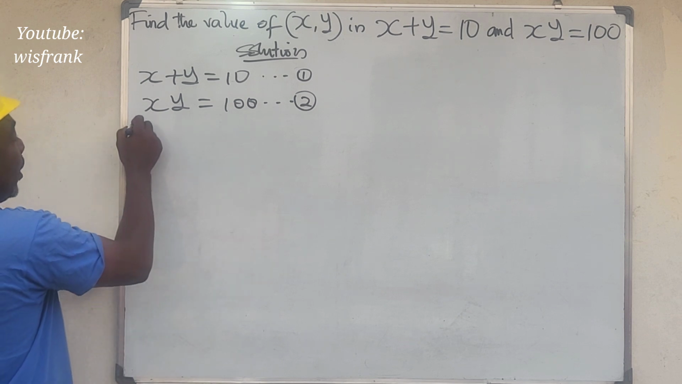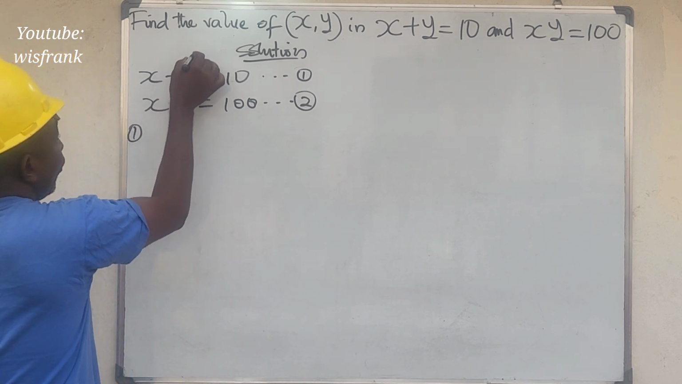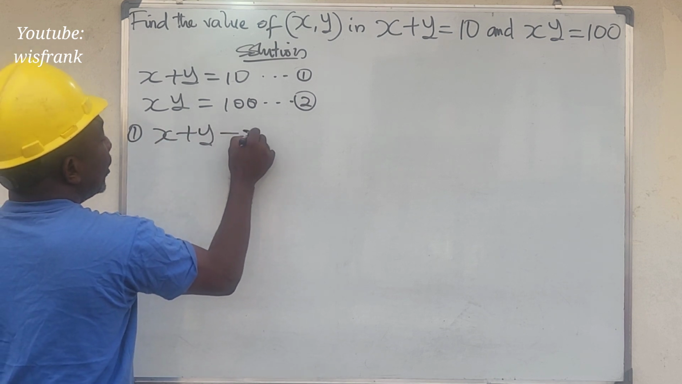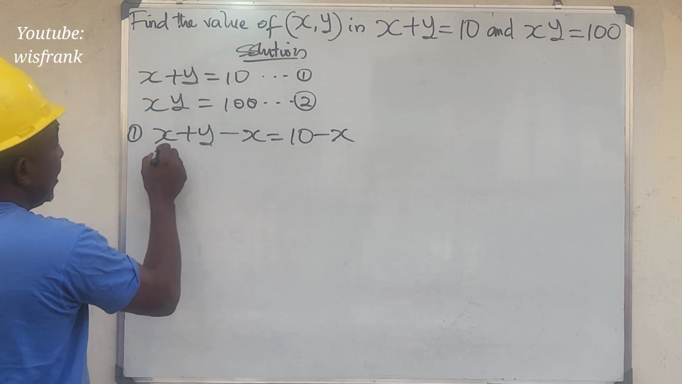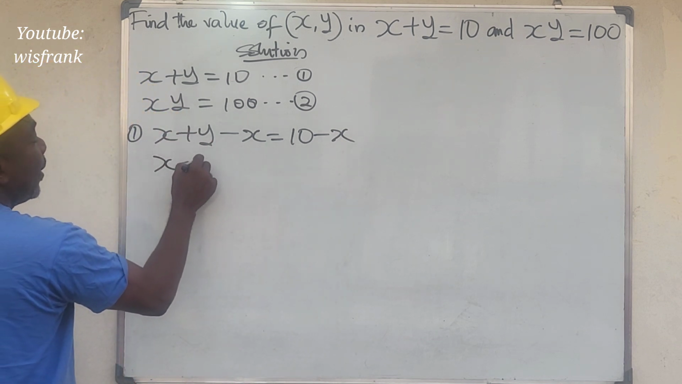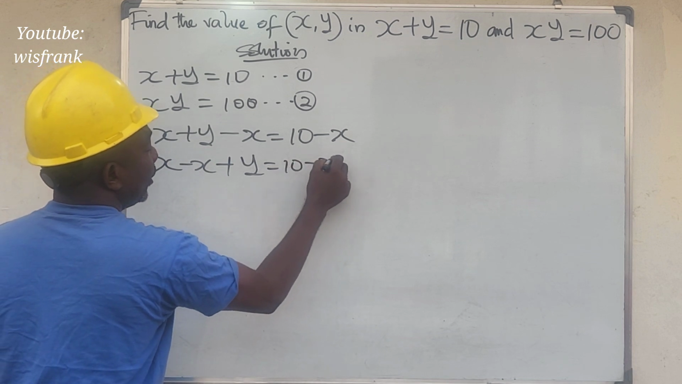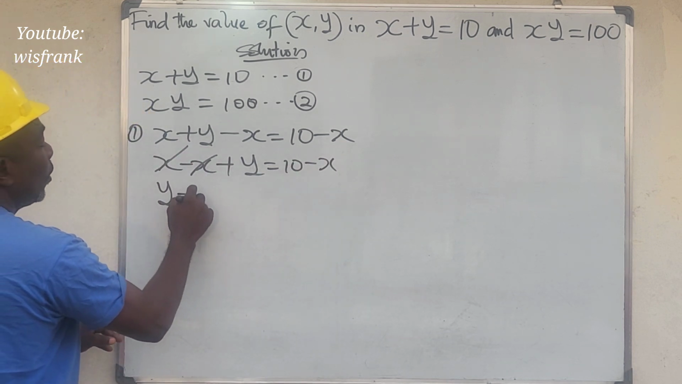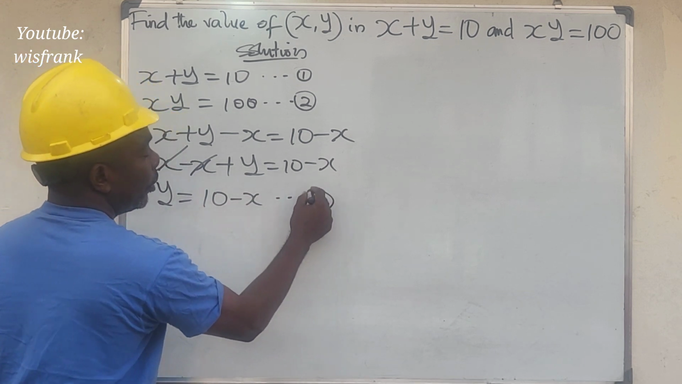So from equation 1, we can make y the subject of this expression. From equation 1, we have x plus y minus x equals 10 minus x. We can rearrange this. We have x minus x plus y equals 10 minus x. This will go and we are now left with y equals 10 minus x. Let's call this equation 3.